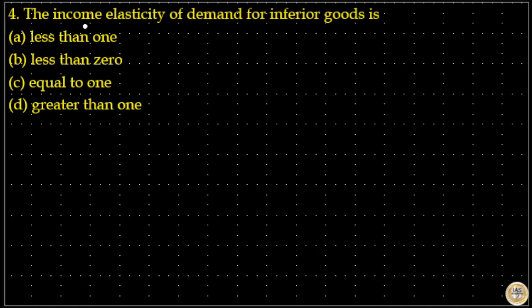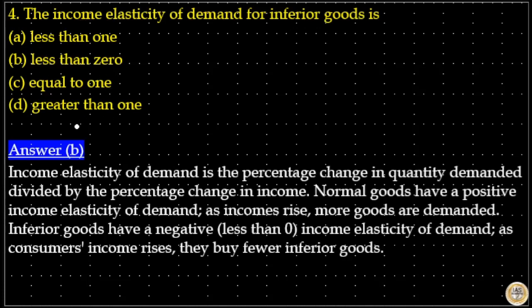Next is question number 4. Income elasticity of demand for inferior goods is, options are: less than 1, less than 0, equal to 1, greater than 1. Here the answer to this question is option B, less than 0. That is, income elasticity of inferior goods is negative.